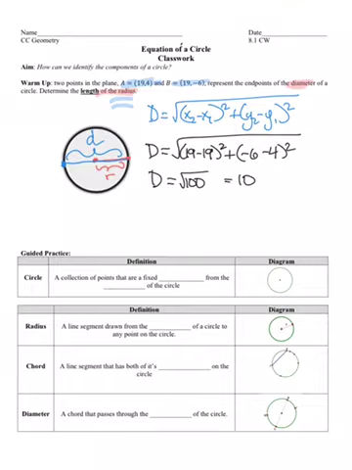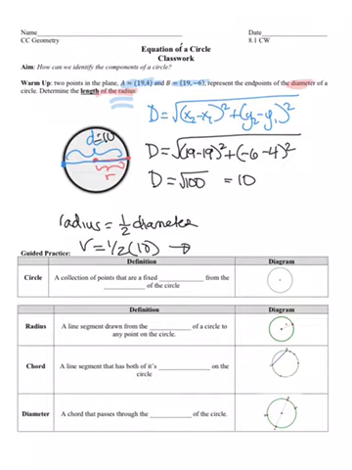All right, so we have that the distance, the diameter, is the square root of 100, which is 10 units. So my diameter is 10 units. And if you know anything about diameter and radius, you know that the radius is equal to 1/2 the diameter. So the radius is going to be equal to 1/2 times 10. So your radius is equal to 5 units.